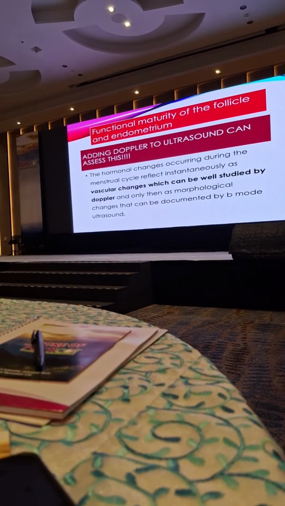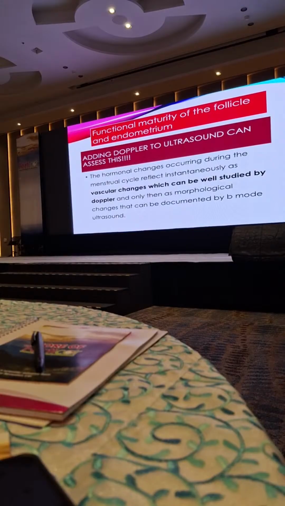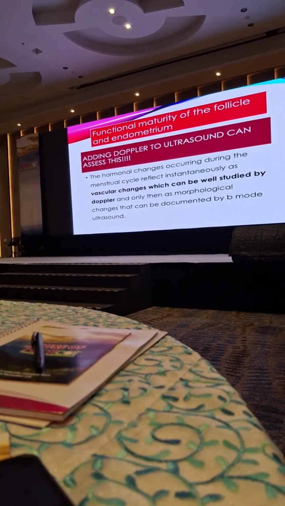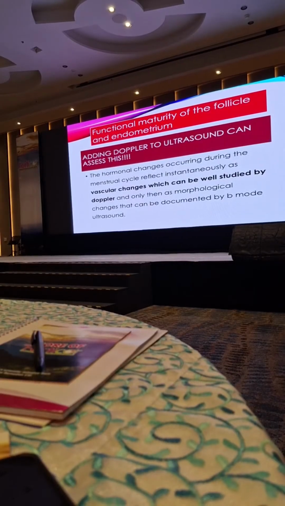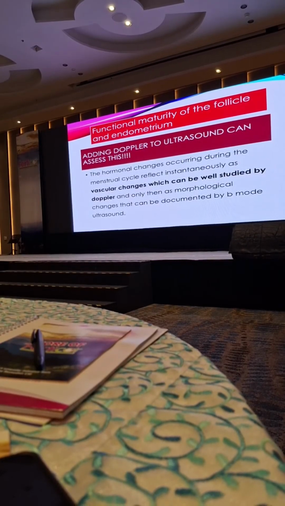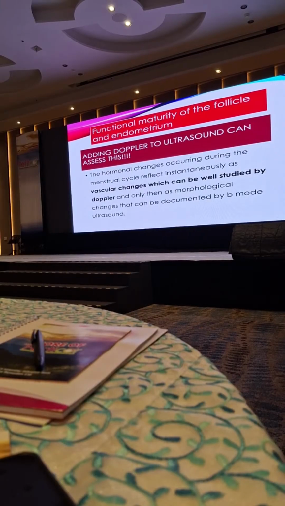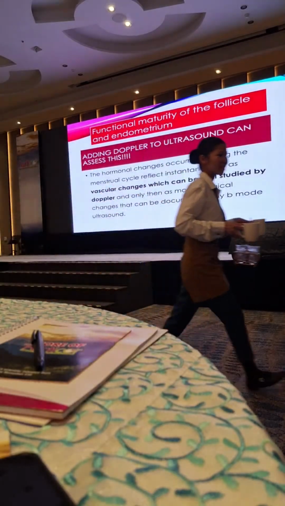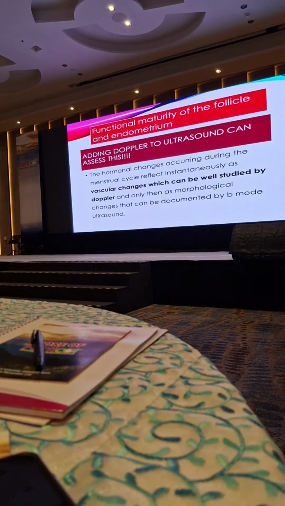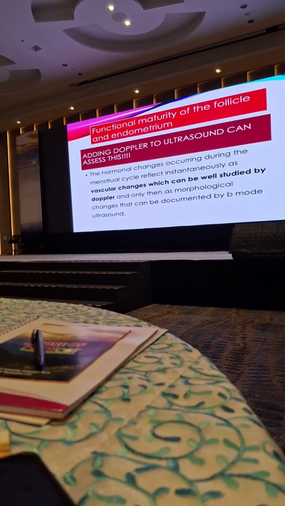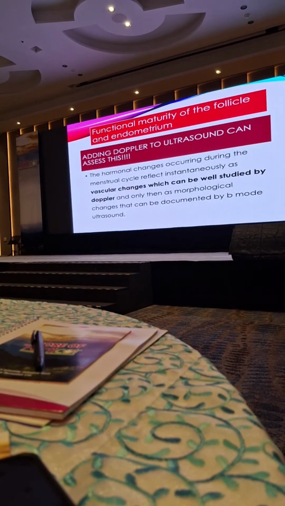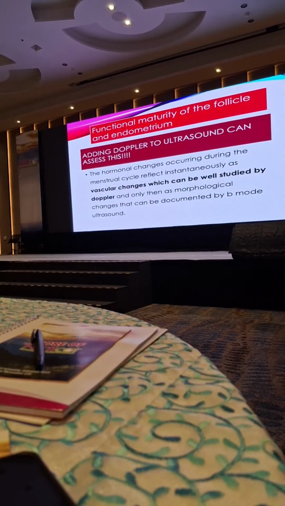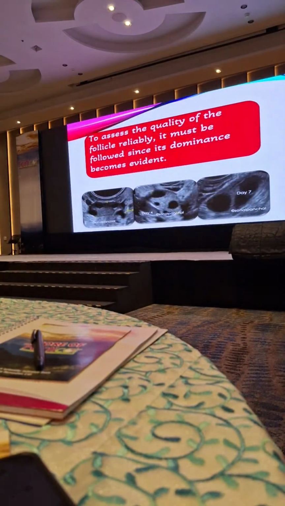Why? Because it is the hormonal changes which are occurring throughout the menstrual cycle, and they are quite fast, especially during the peri-ovulatory phase. And it is these changes which reflect almost instantaneously as vascular changes and later as morphological changes. That means the vascular changes are going to occur before. The Doppler changes are going to reflect the instant status of the hormones, and therefore 2D with Doppler is the minimum requirement for a follicular and endometrial tracking.